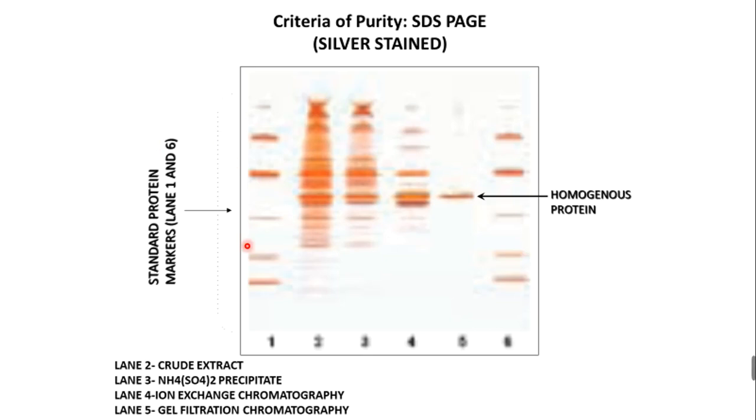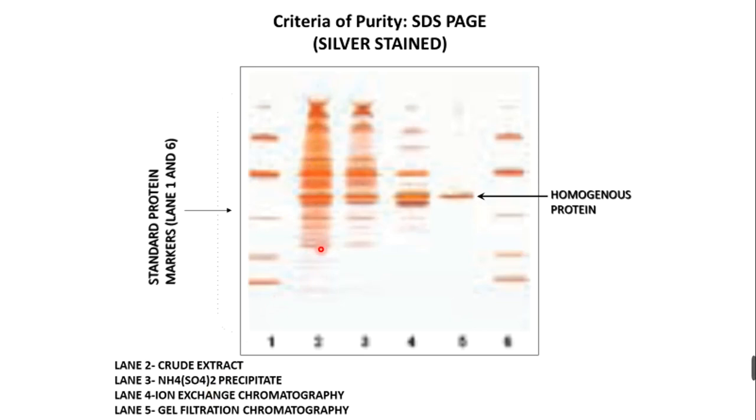You can see here this is band number 1, and this is 2, 3, 4, 5 and 6. Usually the first lane and the last lane are the standard protein markers, and we already explained in the animation the standard or known proteins. These are all the different protein standard markers. Lane 2 is your crude extract, that means either the culture filtrate, you can take that one. You can see how many proteins are present in your crude extract.